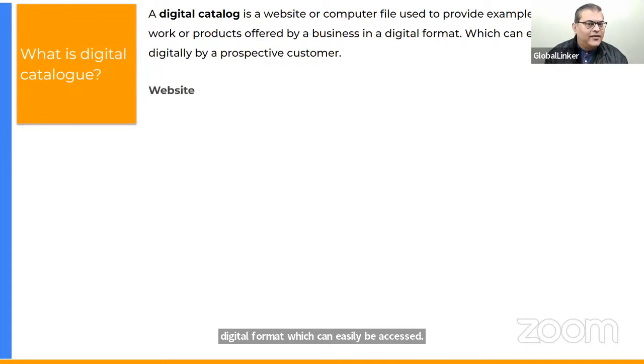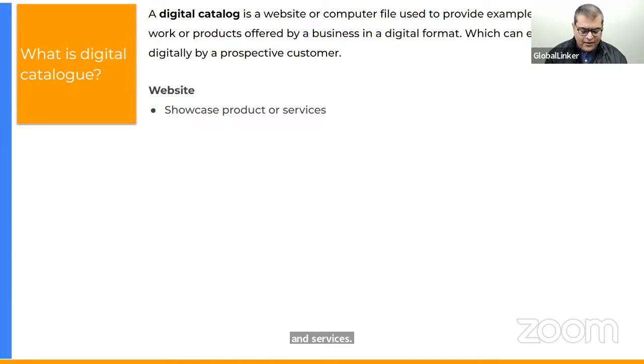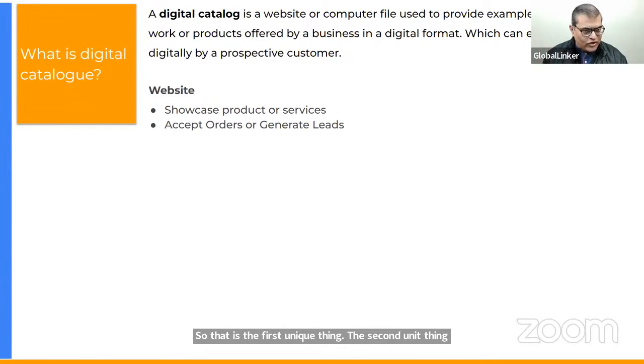All right. So it is essentially a website. So what is a digital catalog? It is a website. However, this website has something unique. What are these unique things? The first unique thing is that it can showcase products and services. Understood? That is the first unique thing. The second unique thing is it can accept orders or generate leads, depending on what type of business you are into. If it is B2C, you will generate orders. If you are into B2B, that's where you'll generate leads. So these are the two unique features of a digital catalog.